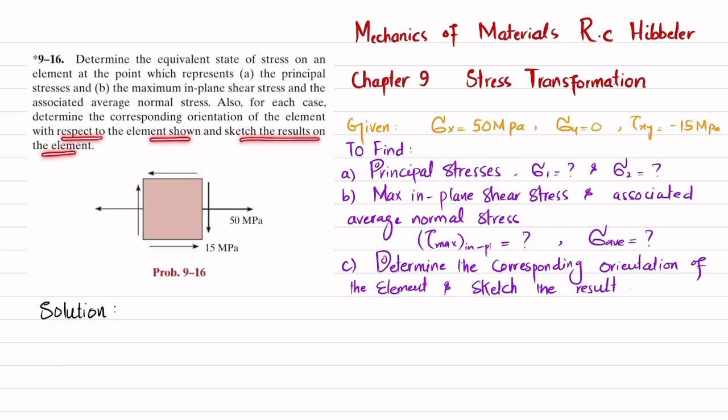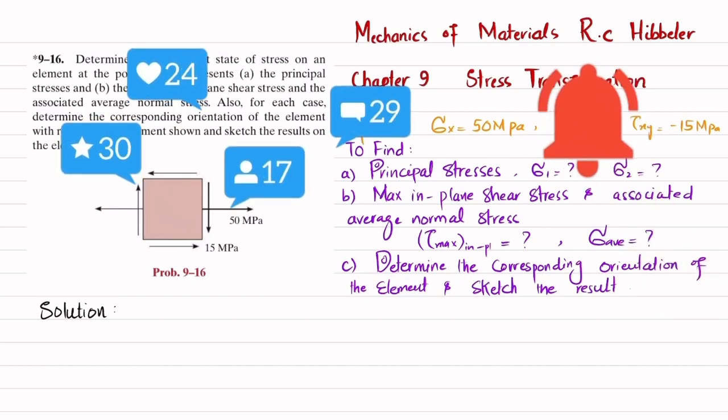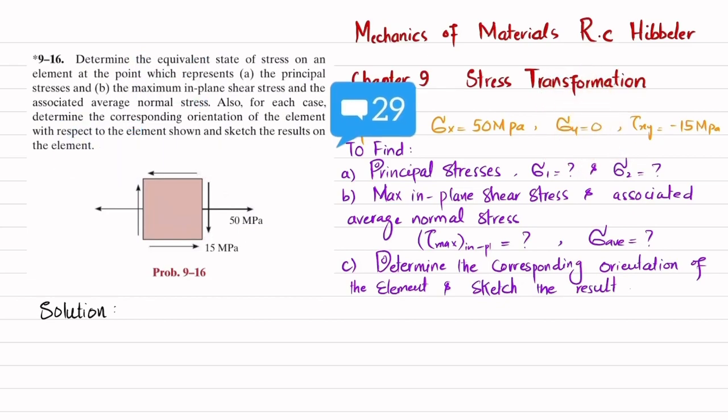Also for each case determine the corresponding orientation of the element with respect to the element shown and sketch the result on the element. So you can see this is the given state of stress where sigma x is 50 megapascal. There is no sigma y in y direction, no stress in y direction, and this shear stress is 15 megapascal. That will be negative. So we have to determine the principal stresses, maximum in-plane shear stress, and average stress, and then we will have to specify the orientation.